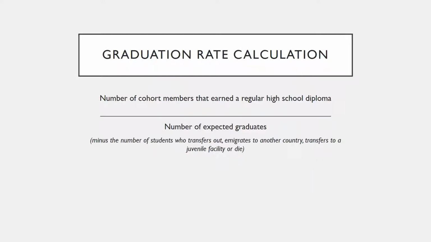How we calculate our graduation rate. We're looking for the number of members who earned a regular high school diploma over the number of expected graduates, minus the number of students who transferred out, immigrated to another country, or transferred to a juvenile facility, or unfortunately, some students may die.